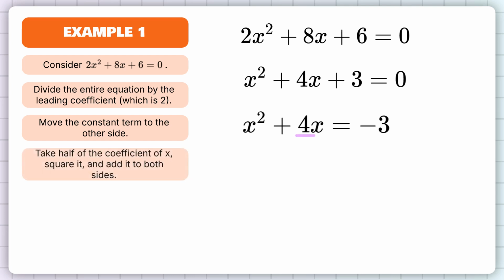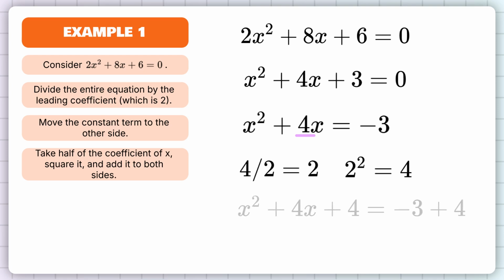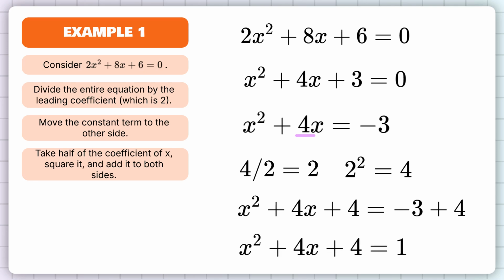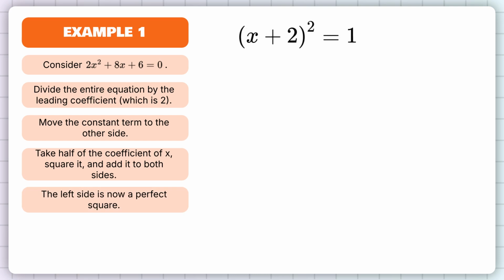Step 3. Take half of the coefficient of x, which is 4, square it and add it to both sides. Half of 4 is 2 and 2 squared is 4. Therefore x squared plus 4x plus 4 equals minus 3 plus 4, which simplifies to 1. Step 4. The left side is now a perfect square. (x plus 2) squared equals 1.